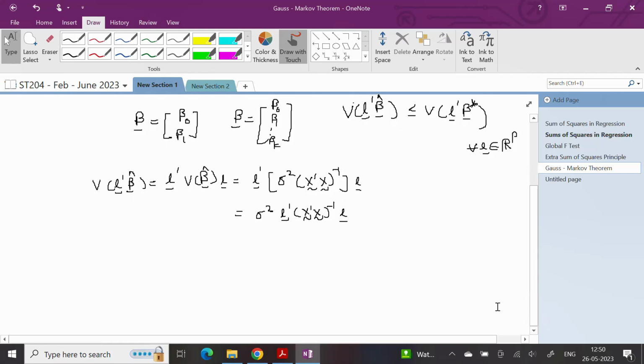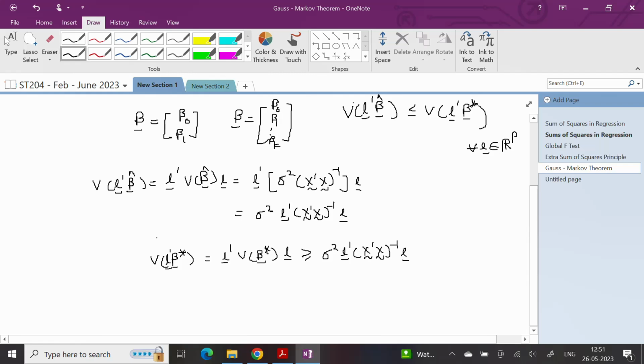What we have to prove is, if beta star is any other estimate, then variance of L prime beta star, which is equal to L prime variance covariance matrix of beta star into L, should be larger than or equal to sigma square L prime x prime x inverse L. This is our requirement. We have to prove this.